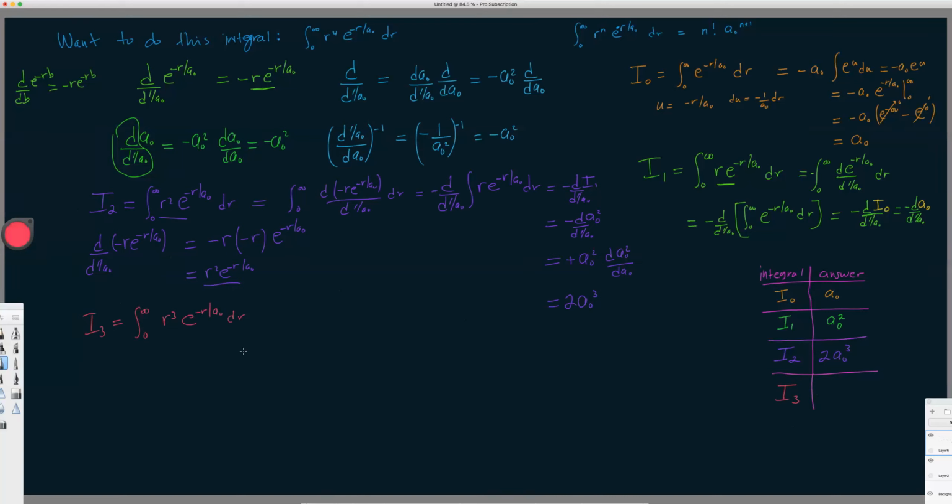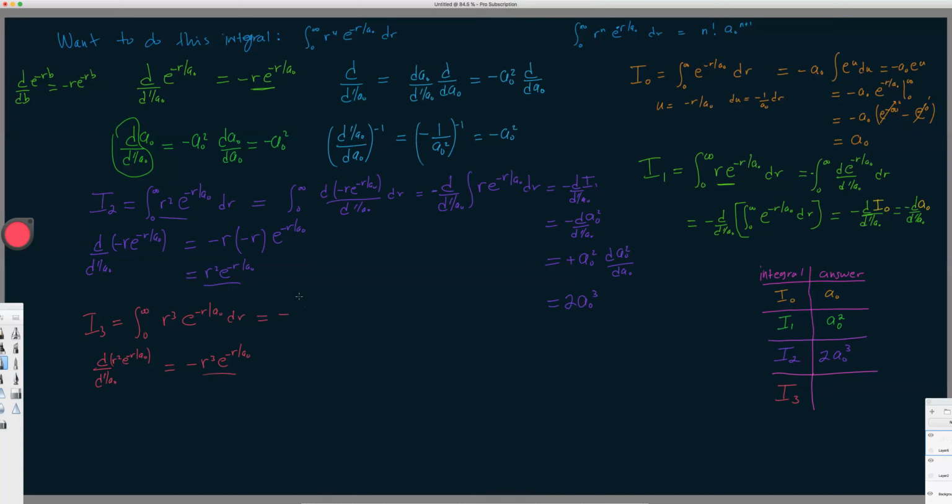Okay, and now notice if we take another derivative of this, we'll get an r cubed here, which will be nice. So let's do that in the red here. So d 1 over a naught of r squared e to the minus r over a naught. And that's going to be minus r cubed e to the minus r over a naught. And that of course is our integrand with a minus sign. And so we'll put that in.